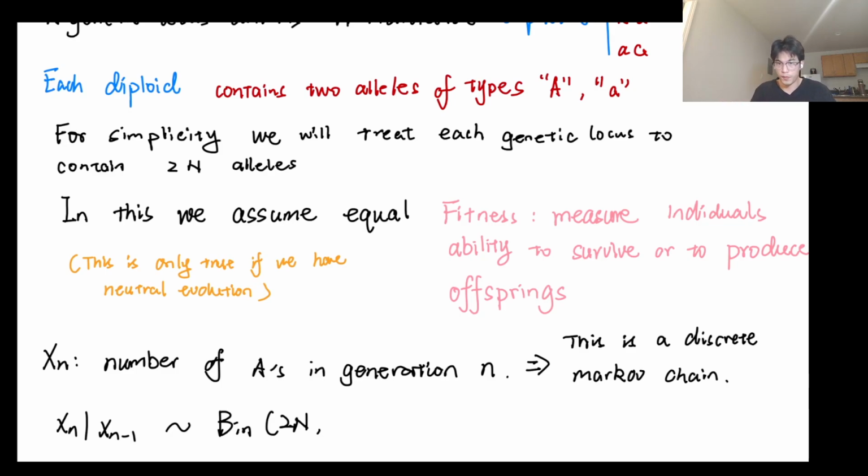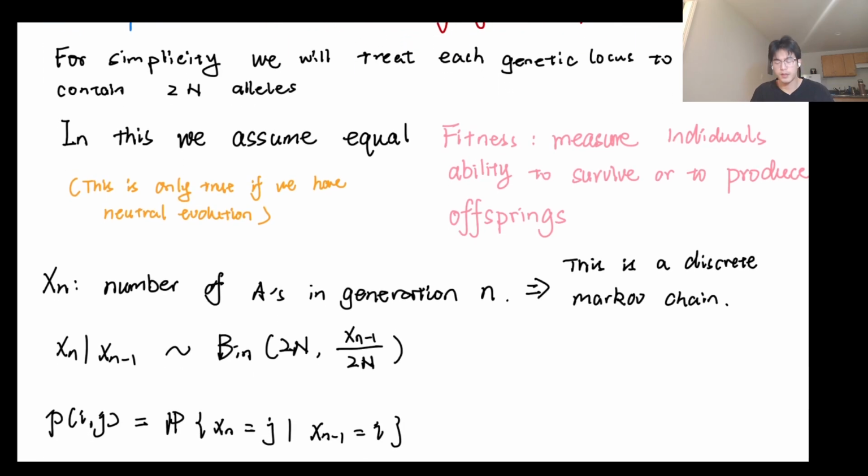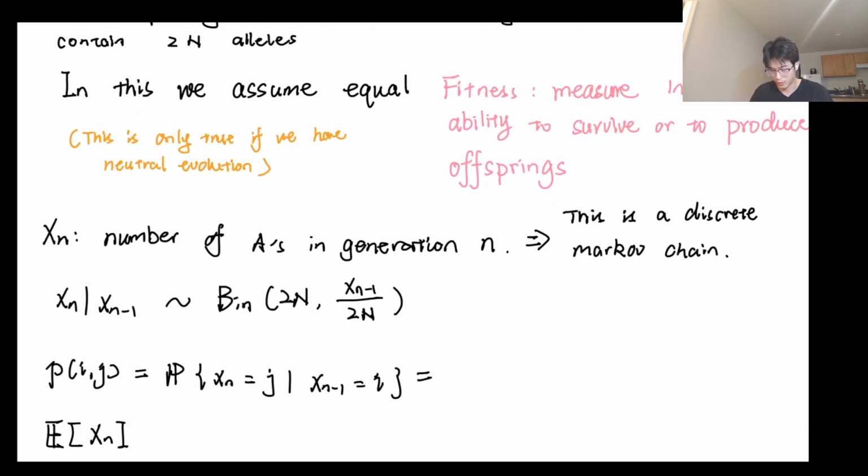So the number of big A's contained in the previous generation is given by xn minus 1, the number of A's in generation n minus 1, over the total number of alleles in the previous generation, which is always 2n. So this is pretty easy. And what is this Markov chain we talk about? This is a discrete Markov chain. If we know its transition probability, it is completely determined. A finite discrete Markov chain is completely determined by its transition probability. Since it's a binomial distribution, it's very easy. We can just write it down.